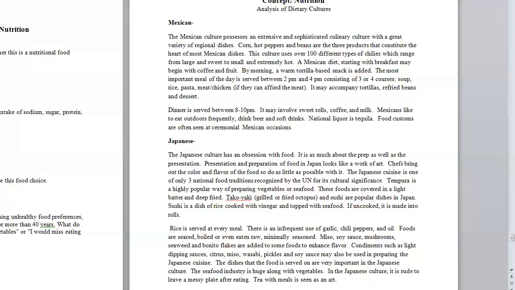Tempura is a highly popular way of preparing vegetables or seafood, and these foods are covered in a light batter and deep fried. The takoyaki, grilled or fried octopus, and sushi are popular dishes in Japan, and sushi is a dish of rice cooked with vinegar and topped with seafood, and if uncooked, it is made into rolls. Rice is served at every meal. There is an infrequent use of garlic, chili peppers, and oil, and foods are seared, broiled, or even eaten raw, minimally seasoned.